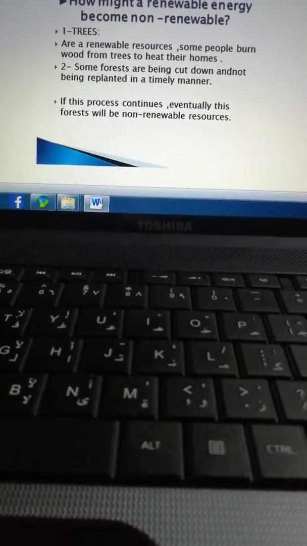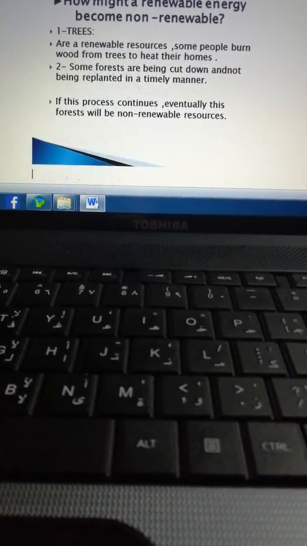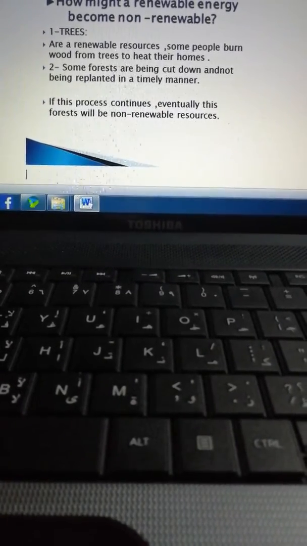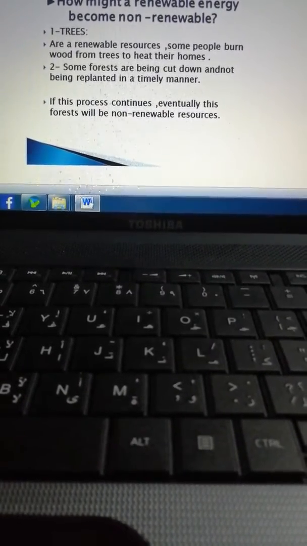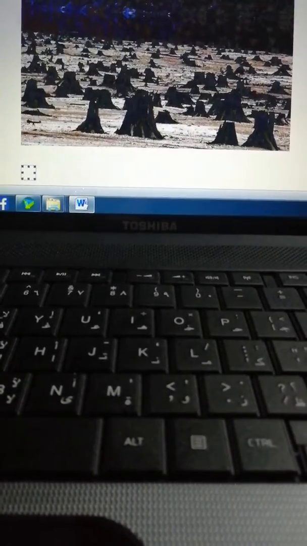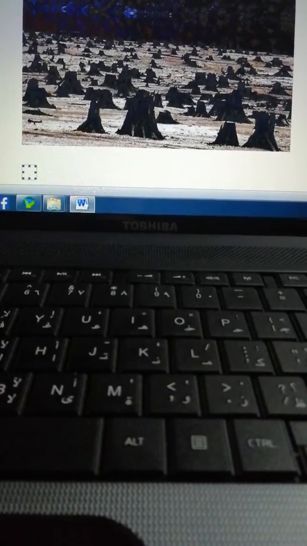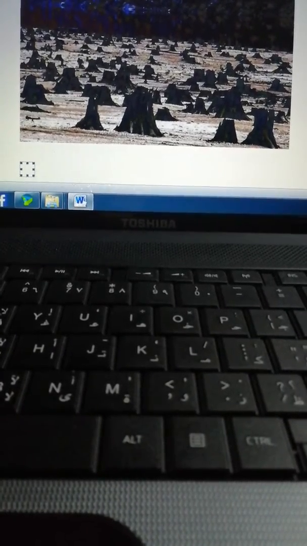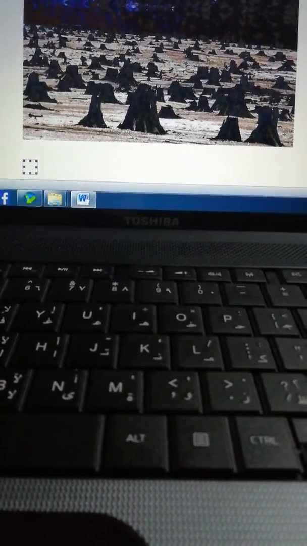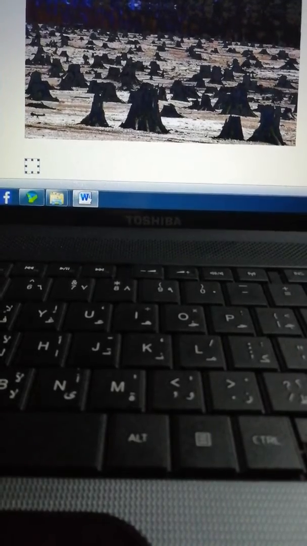Now, let's know how a renewable energy might become non-renewable. For example, trees are renewable resources, but some people burn wood from trees to heat their homes. Some forests are being cut down and not being replanted again, like this picture. So renewable resources may become non-renewable resources.